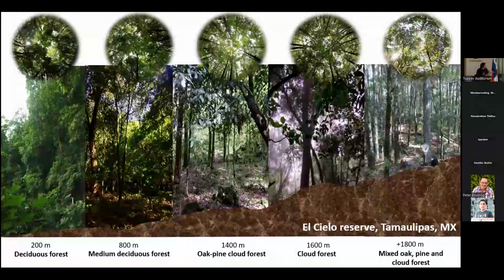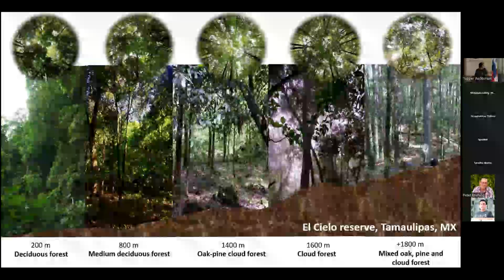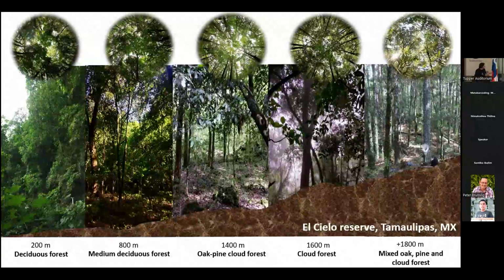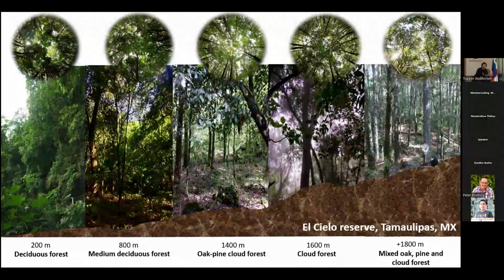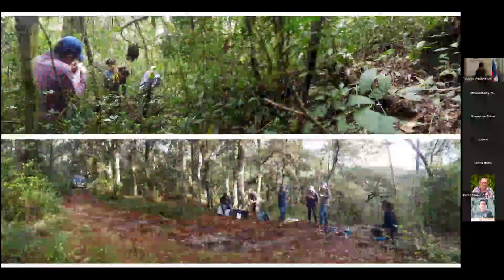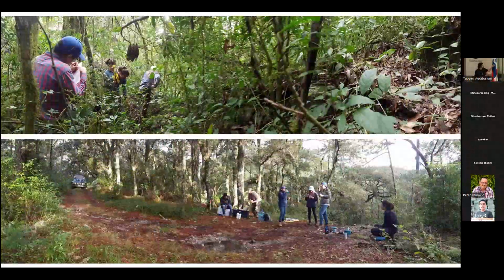If we look at the habitat, we have a gradient of roughly 2,000 meters, where in the low elevations you can find a nice deciduous tropical forest, and as you go uphill, you go through medium deciduous forest, cloud forest dominated by oaks, and then it transforms into mostly pine-dominated temperate forest. So this is how it looks in the lowland elevations.